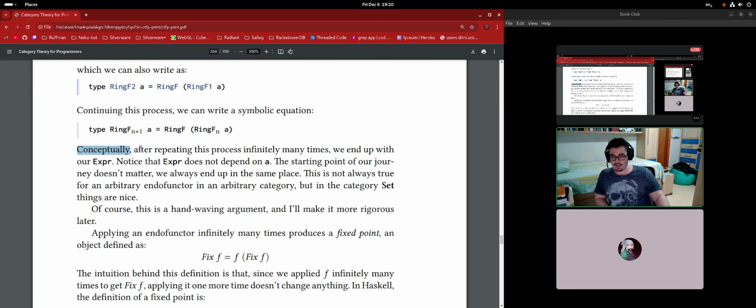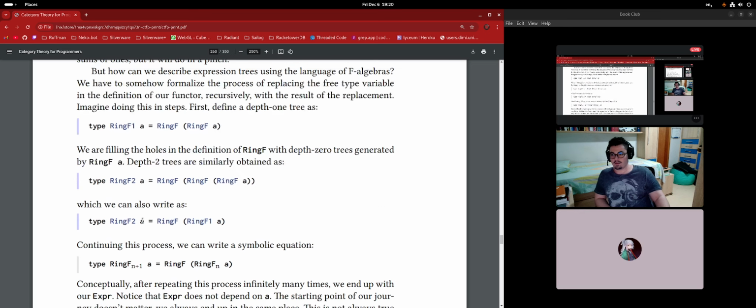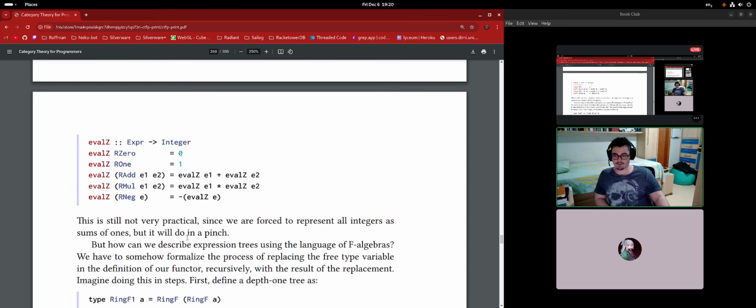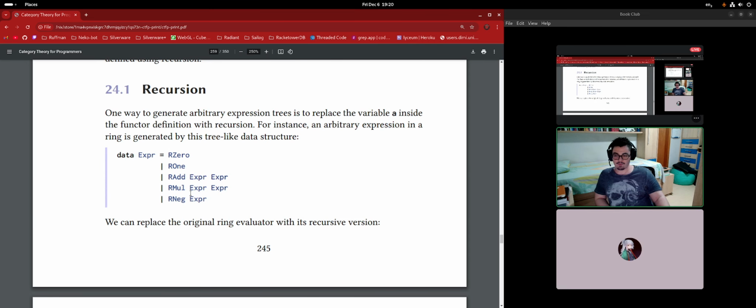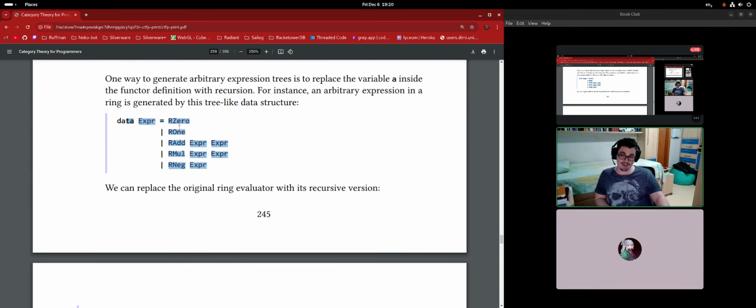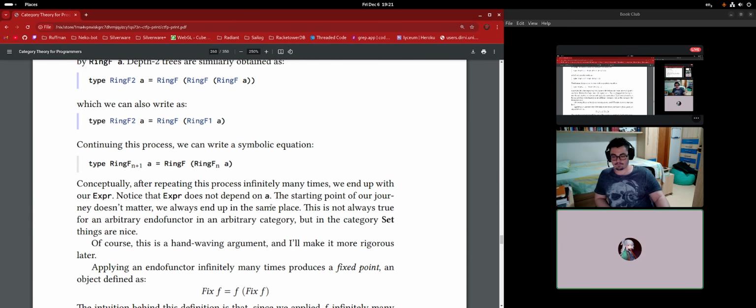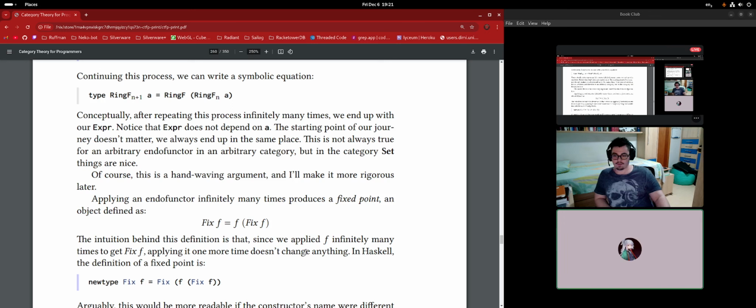So conceptually, after repeating this process infinitely many times, we end up with the expression. If you do this process enough times, the end result will be the same as doing this thing, which doesn't have a type variable available. It's being filled up by itself. The starting point of our journey doesn't matter. We always end up in the same place. This is a very important thing to remember. This is not always true for an arbitrary functor in an arbitrary category, but in the category Set, things are nice. Of course, we need to explore this further.